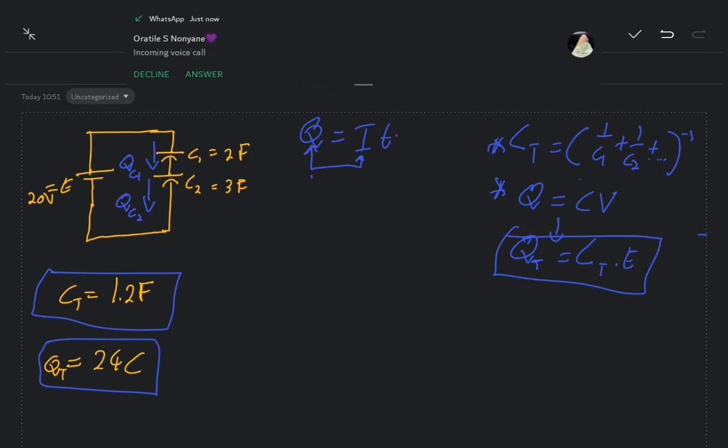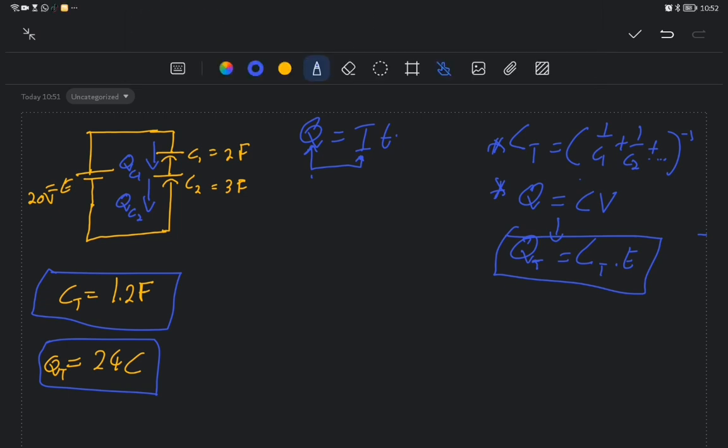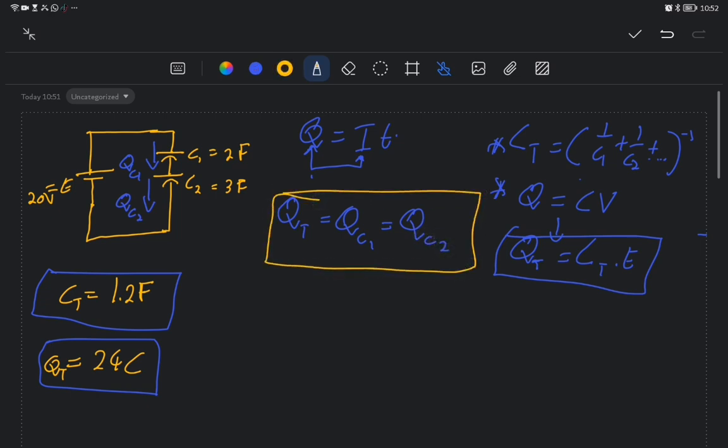So if the current flowing is the same, the charge flowing is the same through in series. So meaning that Q total is equal to QC1, which is equal to QC2. Sorry guys, not plus, what am I saying? Remember, we said that the total charge will be found.